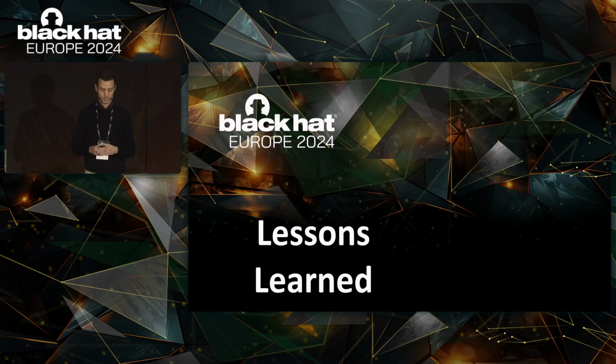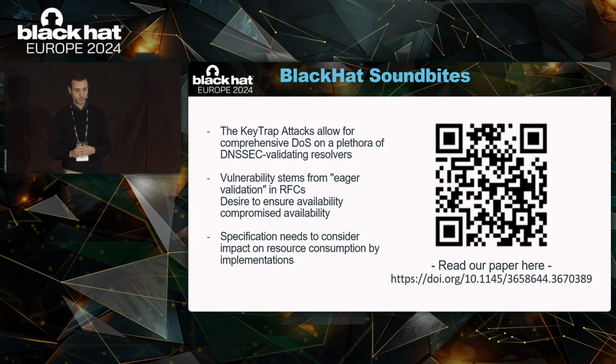And with this, let's come to our conclusion and the lessons learned. Now, the first conclusion is that the KeyTrap attacks that we showed allow for a comprehensive DoS on any DNSSEC resolver that we tested. So we assume the majority of DNSSEC resolvers, because we tested all we could find. And this vulnerability is not an implementation problem. It's not the fault of the implementations because it's in the standard.